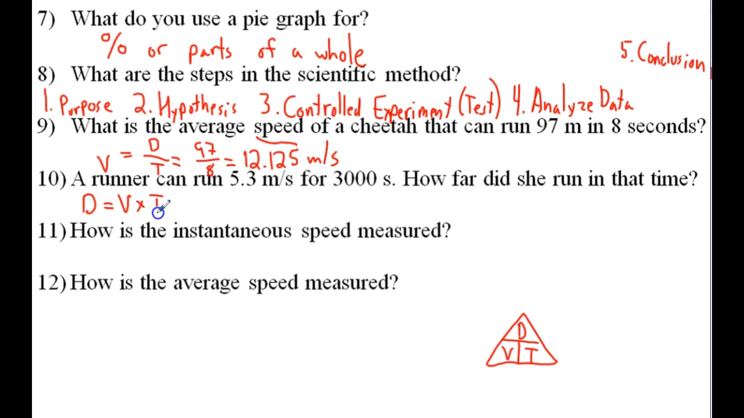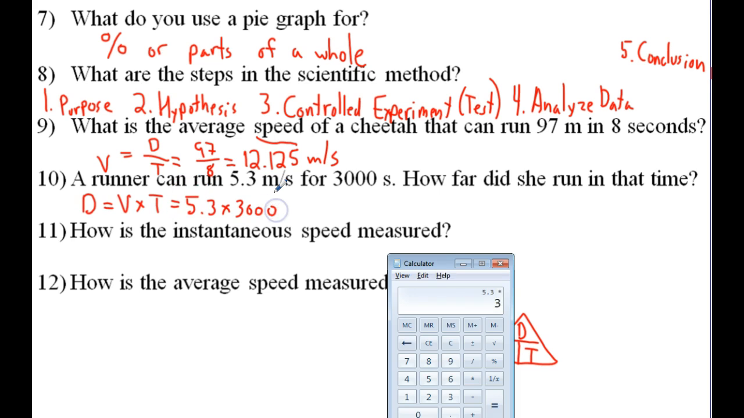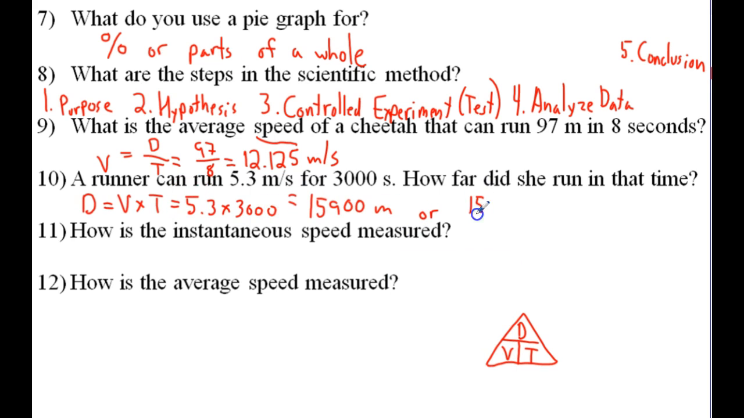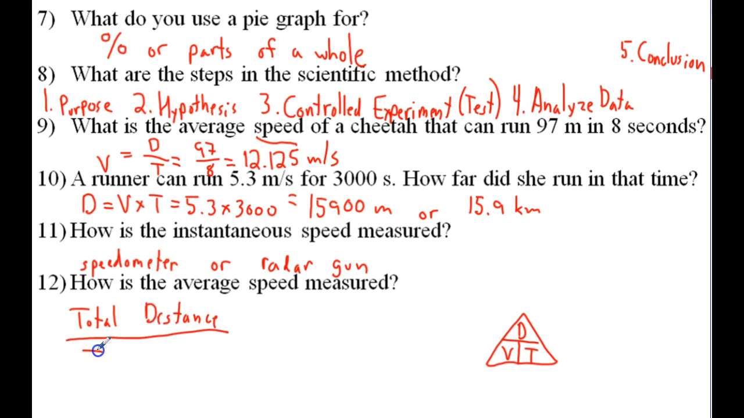Next one right here, I'm looking for distance, which is velocity times time. So 5.3 times 3,000 gives me 15,900 meters or 15.9 kilometers. Instantaneous speed needs to be measured either with a speedometer or a radar gun, some type of tool. And average speed is going to be total distance divided by total time.